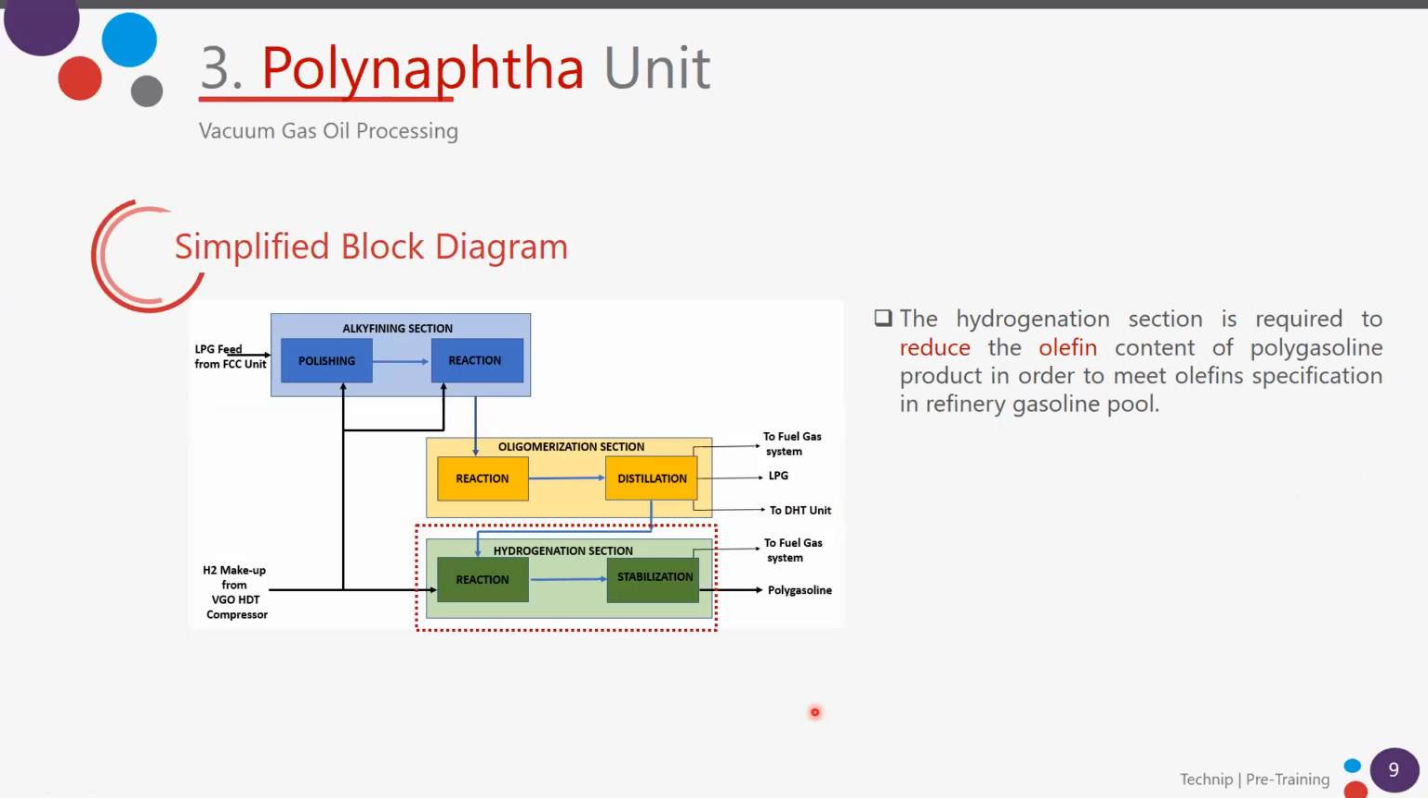So in this unit, you make a step forward and then a little bit back, because you cannot send a lot of olefins to the gasoline pool because we have a limitation of olefin content. So we will hydrogenate part of the olefins in this section, okay? So this is more or less the overall simplified block diagram of the section. If you have questions, but we will see each of these sections now in the following slides.